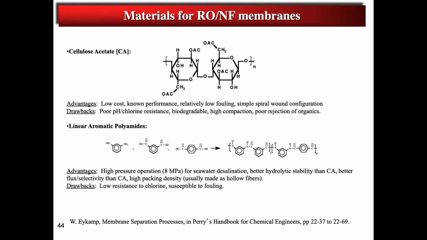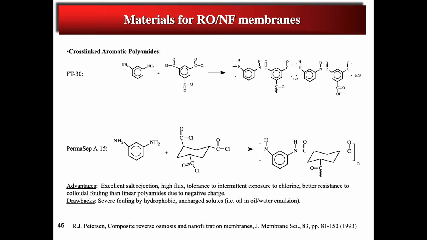These are showing some of the standard materials. Cellulose acetate is still used a bit for desalination membranes in the Middle East. It was the dominant material early on in this business, but was later replaced with the aromatic polyamides. There's a couple flavors of these. We talked about the metaphenylene diamine trimesoyl chloride variants. There are also piperazine-based materials as well.